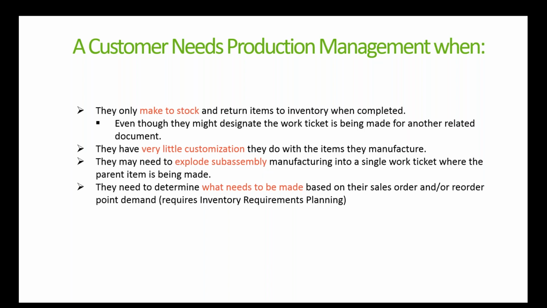So let's talk further about a customer that needs production management. They need that when, and this is where my slides I don't think are very pretty, I tried to just highlight in red the keywords. They only make to stock. That's all they're doing. They're building stuff and putting it back in inventory to sell it later. They have very little customization. They do explode subassemblies, or they might not explode subassemblies. We can go either way on production management with that. And they need to determine what needs to be made based on their sales order and or reorder points. That's inventory requirements planning that does turn around and work with production management.